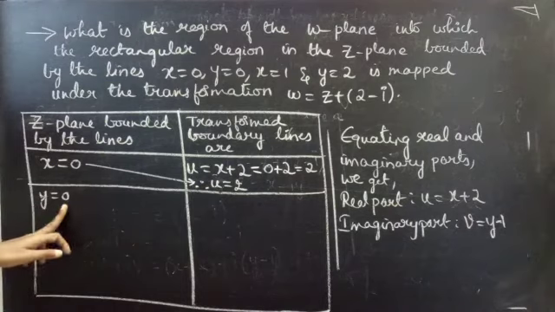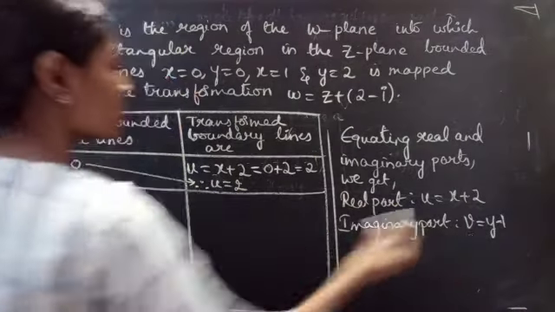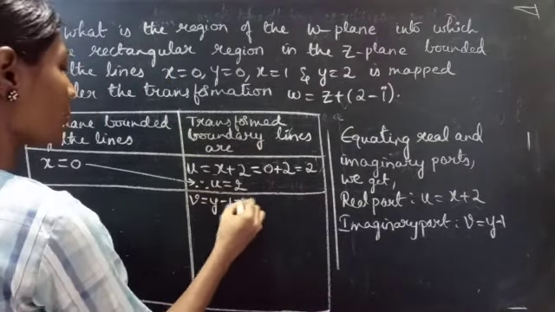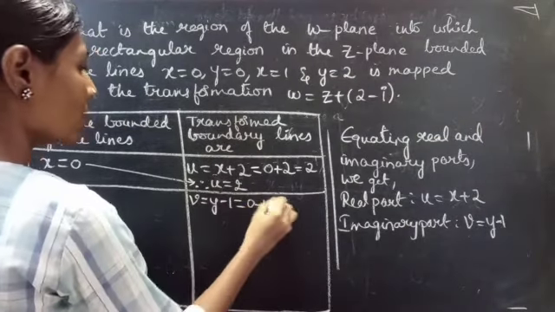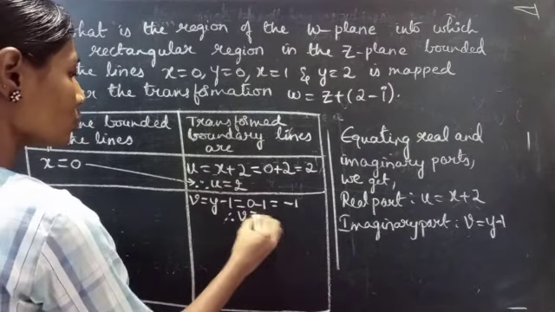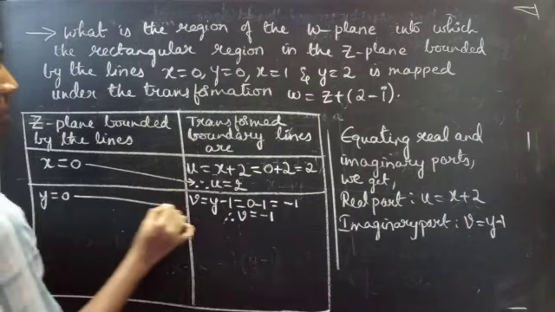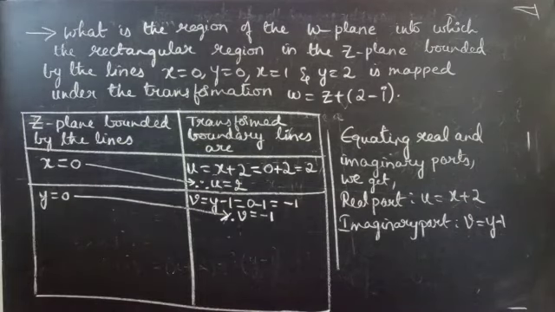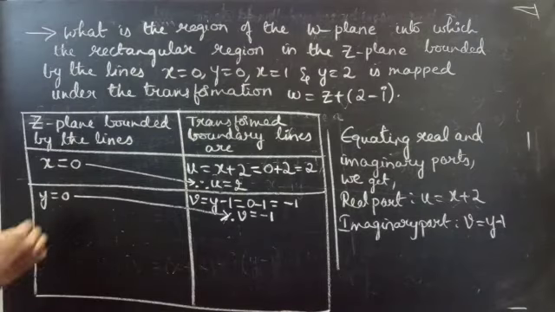Next, y equals 0. Since you have y in the imaginary part, consider v equals y minus 1. Now put y equals 0. 0 minus 1 is minus 1. So v equals minus 1. Y equals 0 is mapped to v equals minus 1.